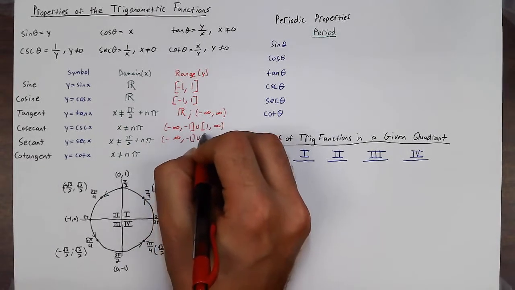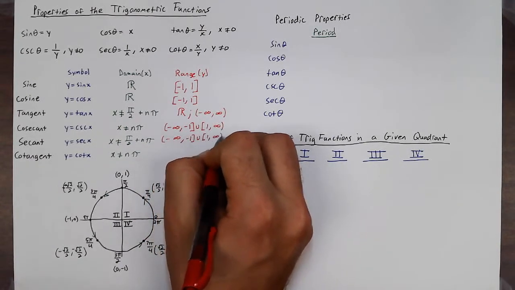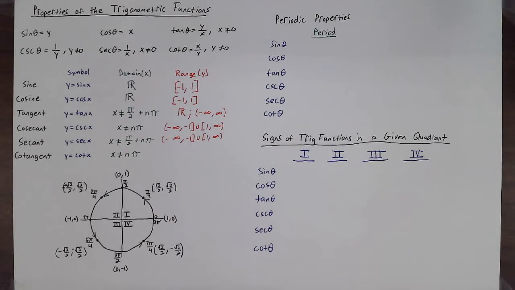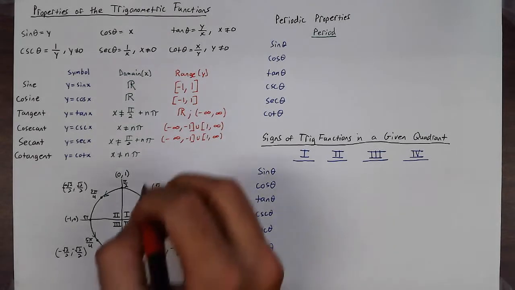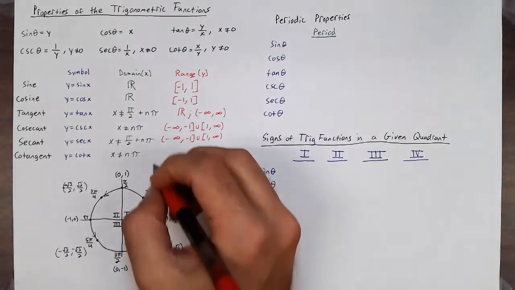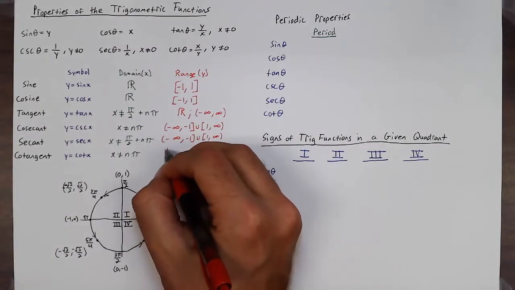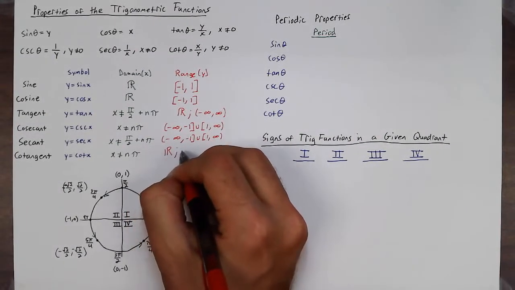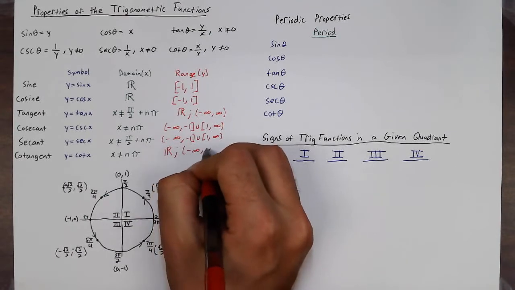Again, if you want to understand this, start plugging in values in between negative 1 and 1. You'll see that they can get very large and as close to 1 as you could possibly get, and then equaling 1 or negative 1 when you plug those values in. And cotangent, since it uses x over y, has a very, very similar range to tangent. It's all real numbers, which means negative infinity to infinity.